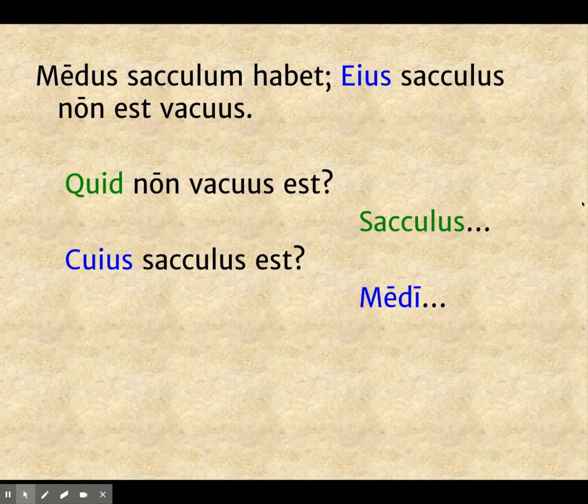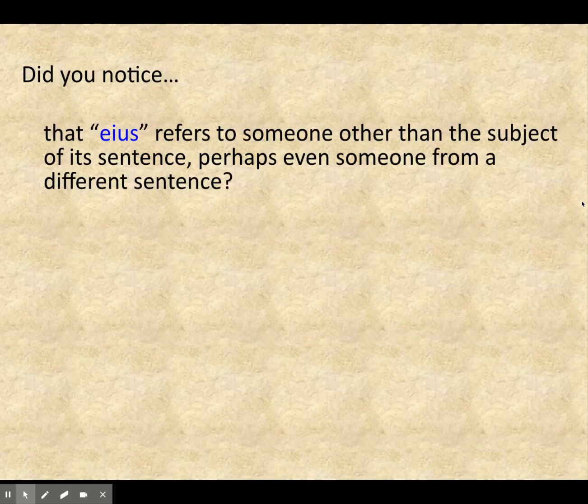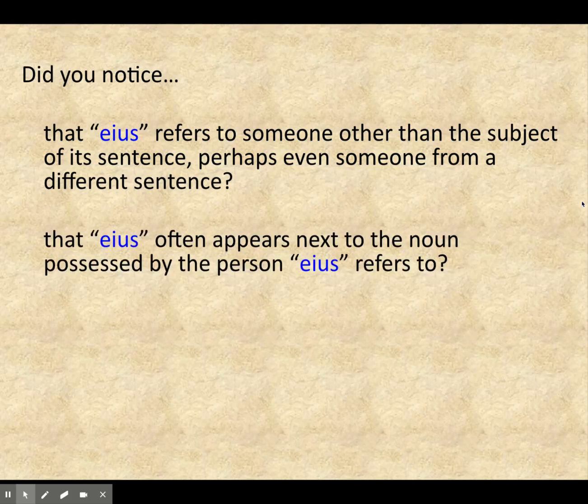Suus begins with the SU, subject. Eius begins with the E, someone else. Possibly someone from a different sentence. And in our situations there, it was always someone from a different sentence. Did you notice that eius often appears next to the noun possessed by the person eius refers to? Like an adjective, it kind of wants to go next to what it possesses.